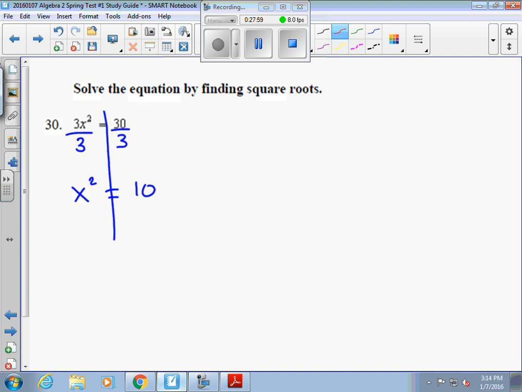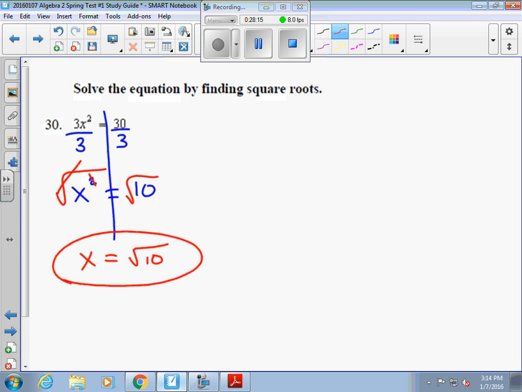Next thing you want to undo is any radicals or any exponents. We have x squared, so we take the square root of it to cancel out x squared. When you do the left, you do the right. So x is equal to the square root of 10. There are no perfect factors in 10, so it's both positive and negative square root of 10.